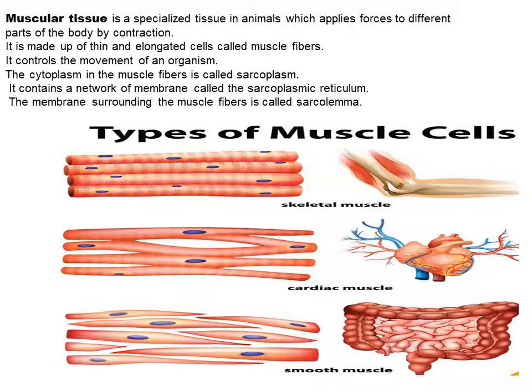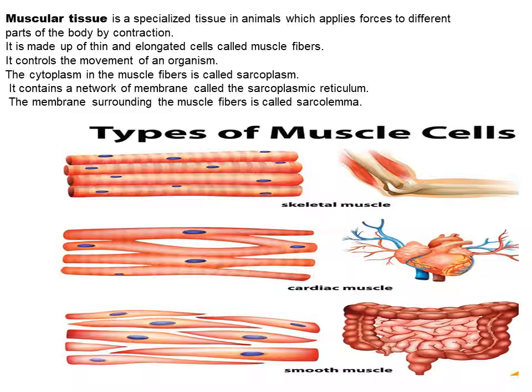Children, muscular tissue. Now about a very interesting tissue of our body, that is muscular tissue. It is a specialized tissue in animals which helps us to apply force, and it is the tissue in our body which helps us to bring about movement. It is made up of thin and elongated cells which are called muscle fibers. Students, there can be a question: which is the smallest component of the muscular tissue? It should be the muscle fiber. It controls the movement of an organism.